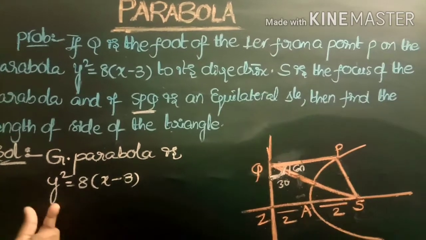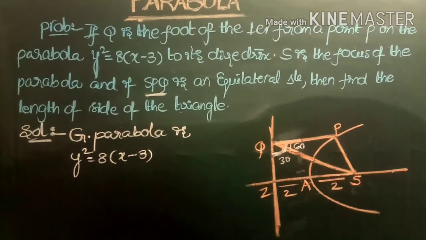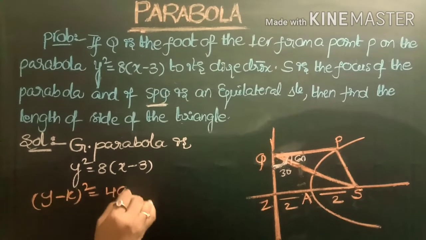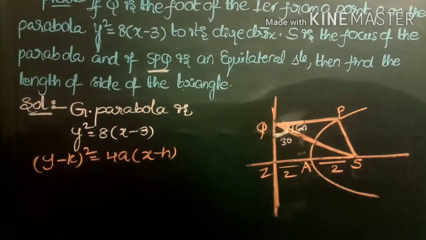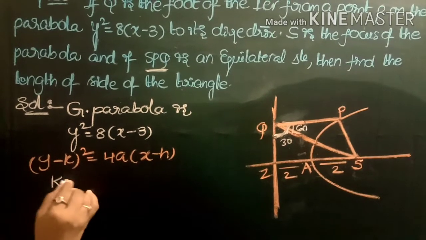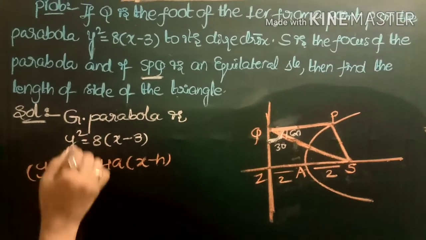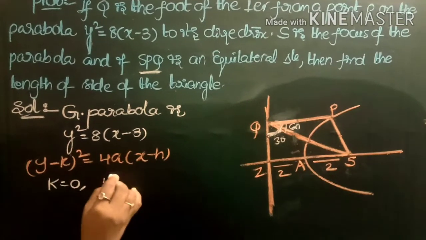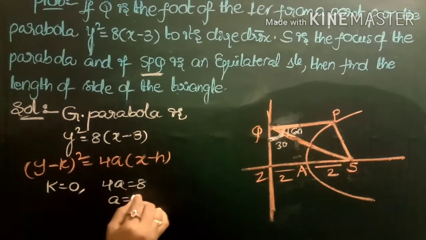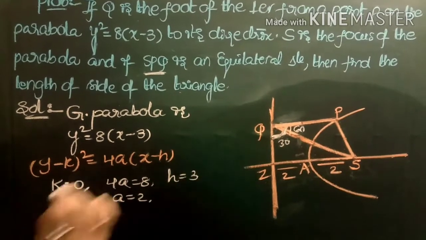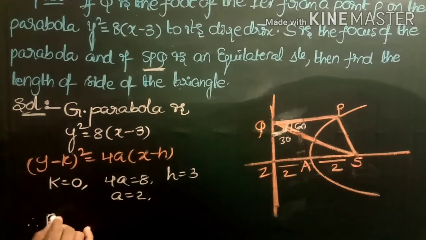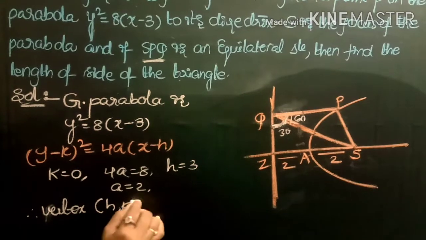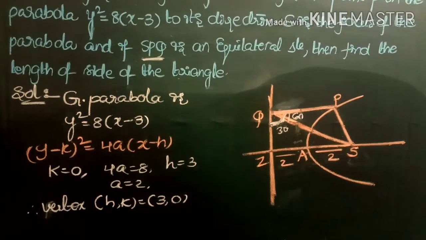Here first we write the given parabola equation, that is y squared equals 8 into x minus 3, and next we compare this equation with y minus k whole squared equals 4a into x minus h. Then the values of k, h, a are: k equals 0, here there is no value, in place of k we take k equals 0. And 4a equals 8, then the value of a equals 2. And the value of h is 3. Therefore, the vertex (h, k) is (3, 0).